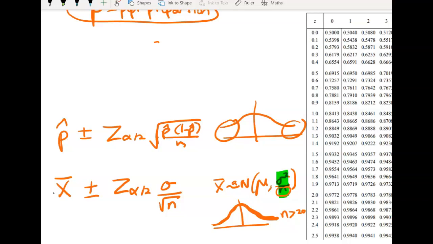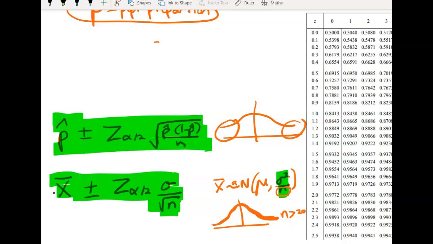Okay, so two different kinds of confidence intervals that you need to be confident with, excuse the pun: one for the sample mean and one for a sample proportion.